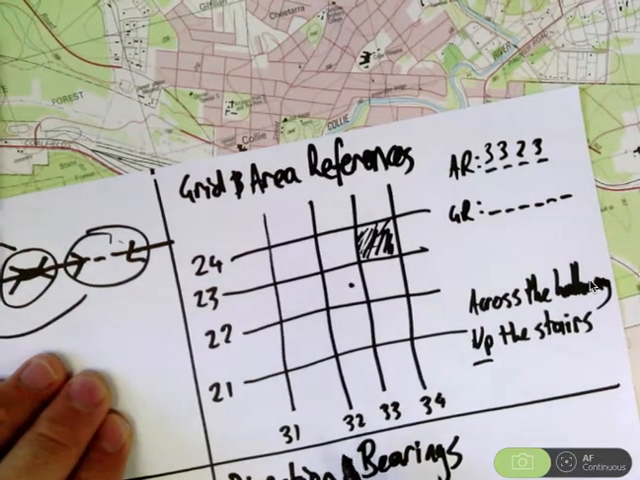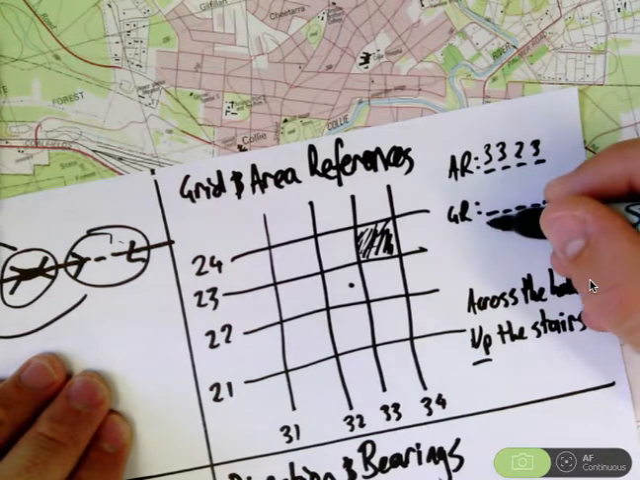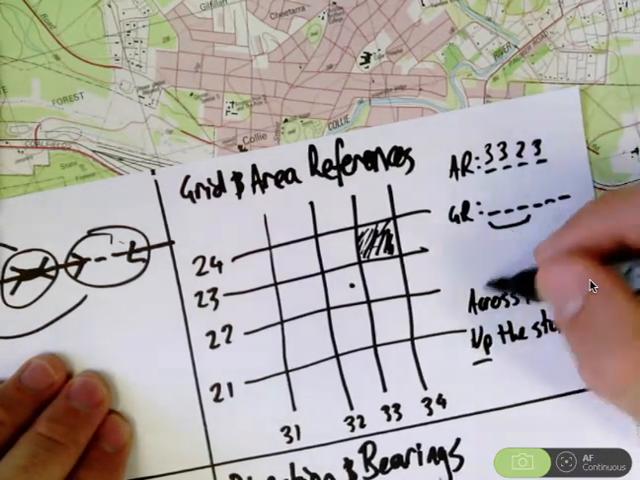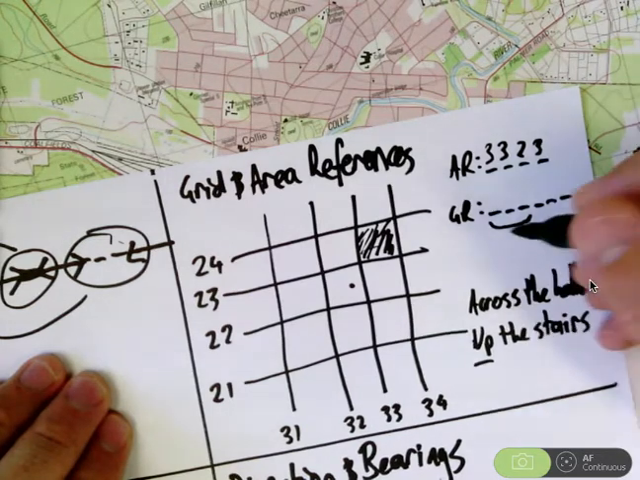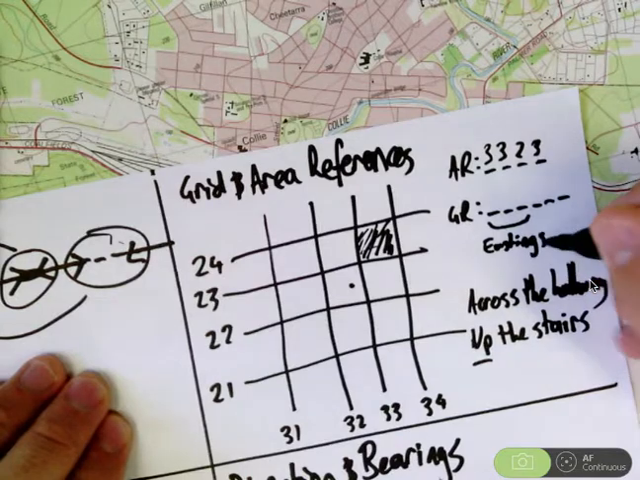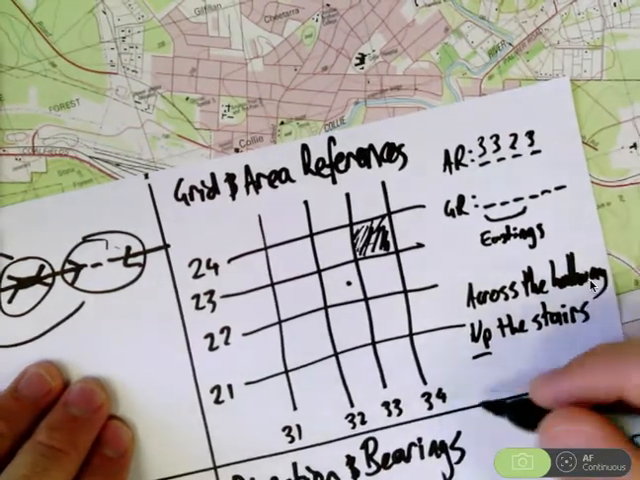Okay, now for the grid reference, the first 3 refer to the going across the hallway, or what we know as the eastings. The eastings are these lines here, across the bottom.